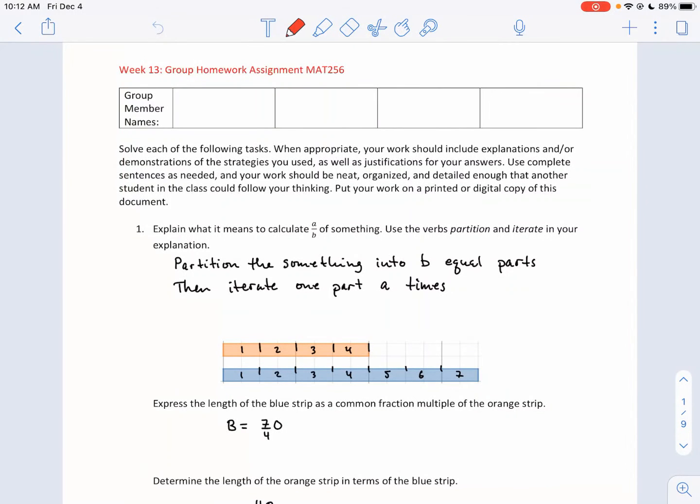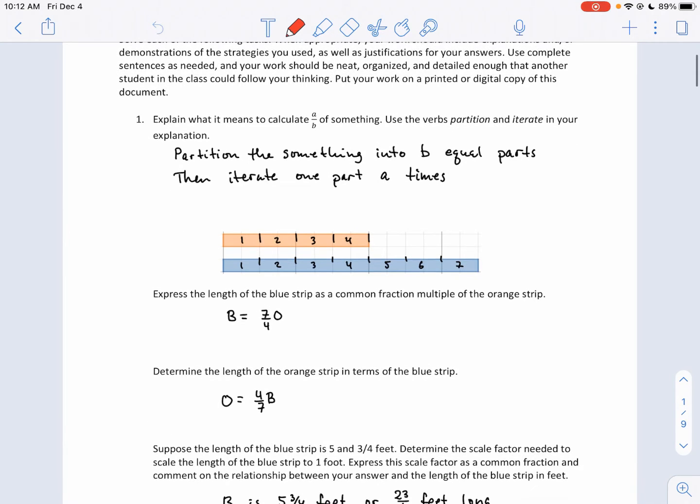Hello class, let's discuss week 13 group homework. My solutions. Number 1, explain what it means to calculate A over B or A-bths of something.